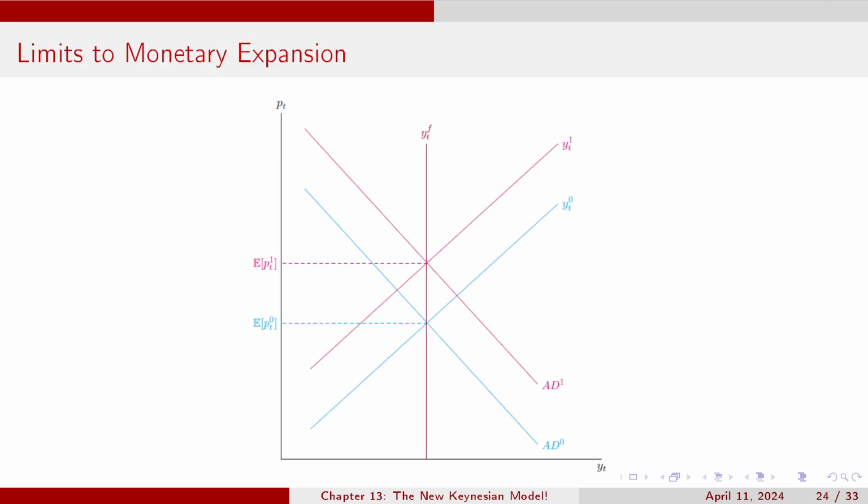This is that illustrated. So we start at the blue. So we've got YT0 and AD0. This YT0 is short-run aggregate supply.